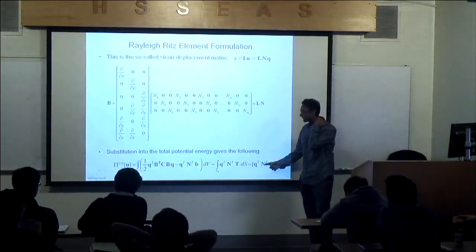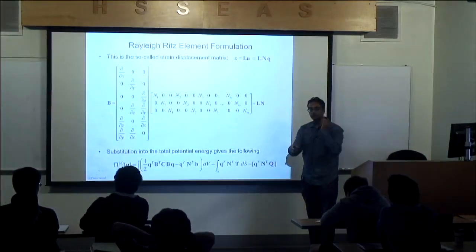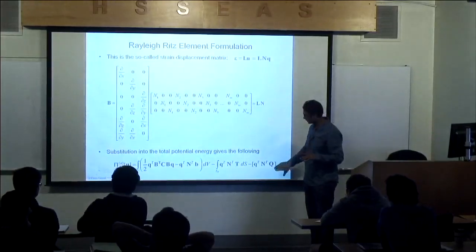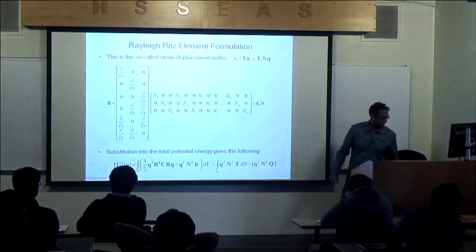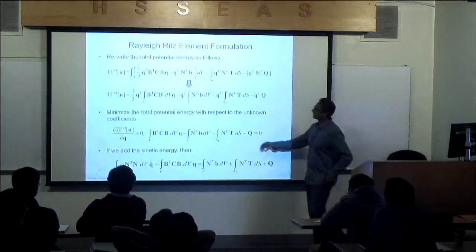You agree that the shape function at the node of interest is 1 and everywhere else is 0? So therefore, this will be either 1 or 0, in essence. Okay? So I'm ready to make it a little bit prettier.